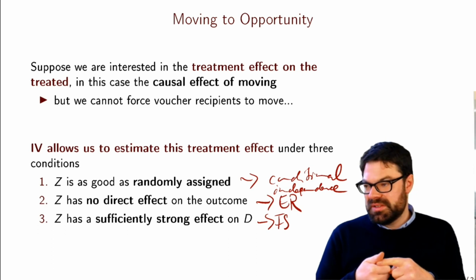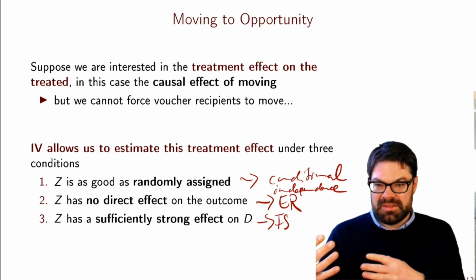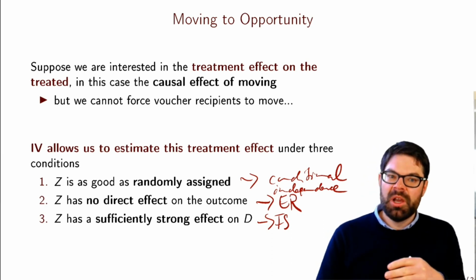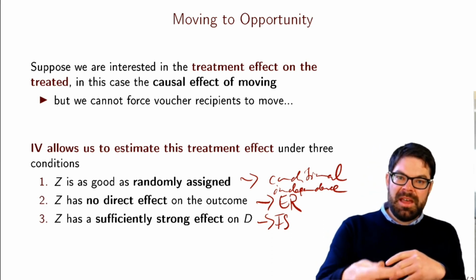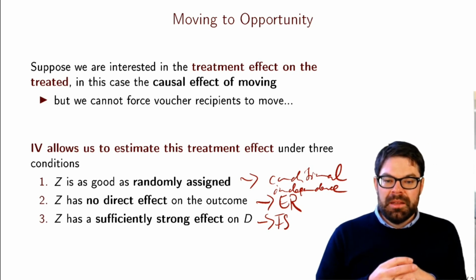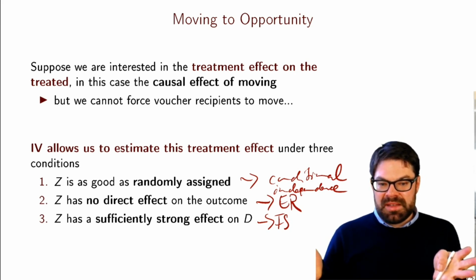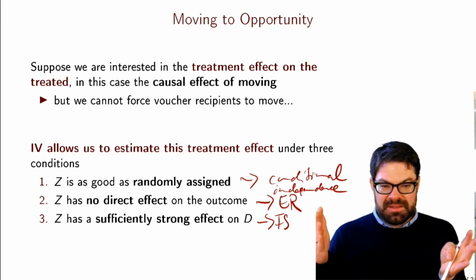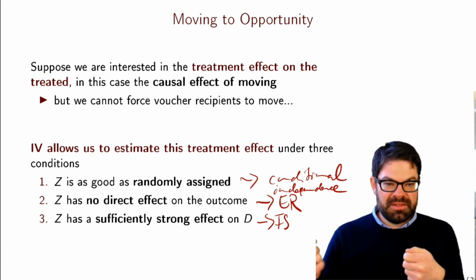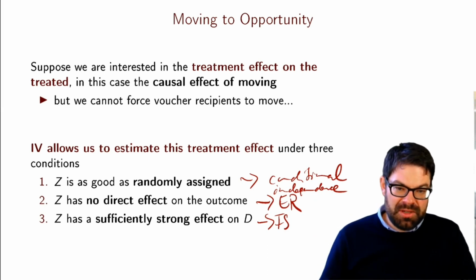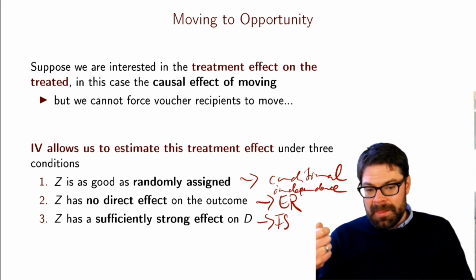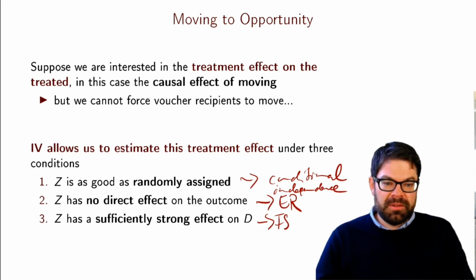Well, the third one is the easiest. We've seen this on one of the previous slides. So people who received a voucher were more likely to move and were more likely to move to a lower poverty neighborhood. The instrument is as good as randomly assigned. That's just part of the experimental design. They made sure that it was purely random, that it's not that poorer people were more likely to get that voucher.